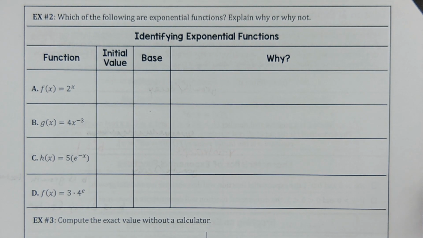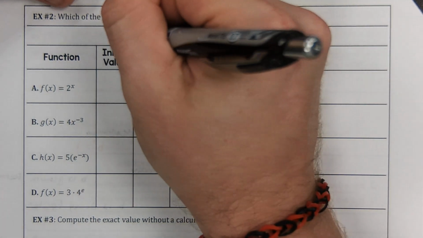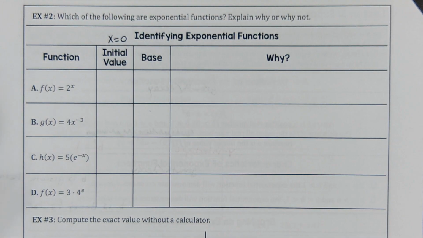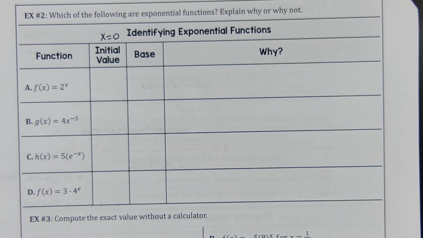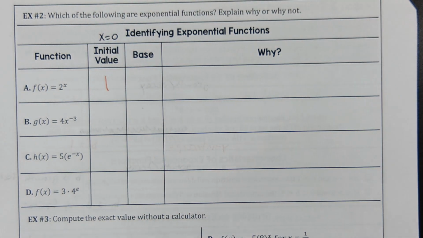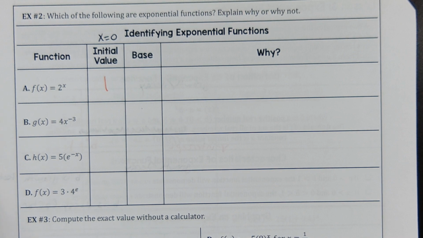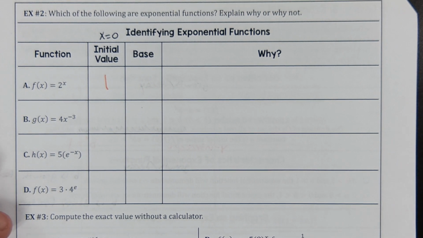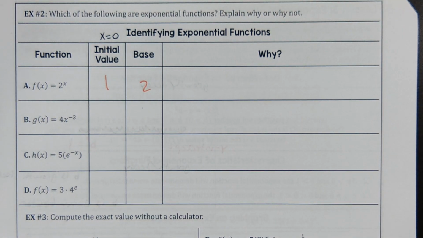So just looking at these real quick, we're saying, are they exponential, yes or no? Well, initial value always means that x equals 0. And in order for it to be an exponential, the base must be a constant number, and the exponent must be the variable. So here, what is my initial value? What do I get when x is 0? You get 1, because 2 to the 0 is 1. What is the base here? It is 2.